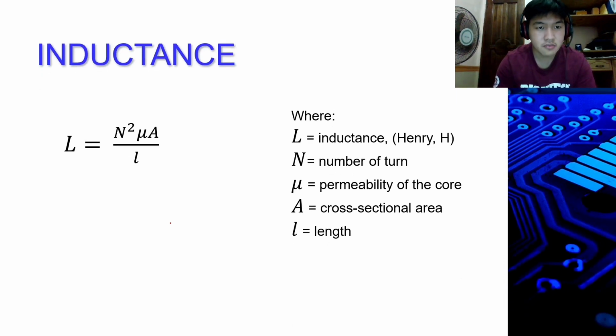So let's go to the formula for inductance, in terms of the parameters that we consider. The inductance L is equal to N squared mu times A over L, where L is the inductance measured in Henry, N is the number of turns, mu is the permeability of the core, A is the cross-sectional area, and L is the length.